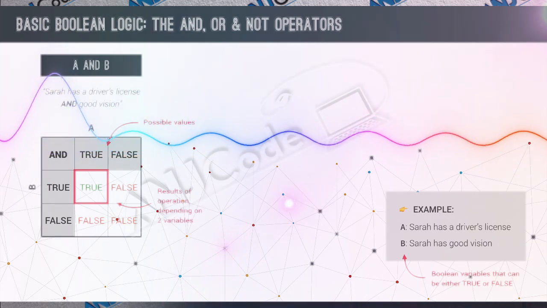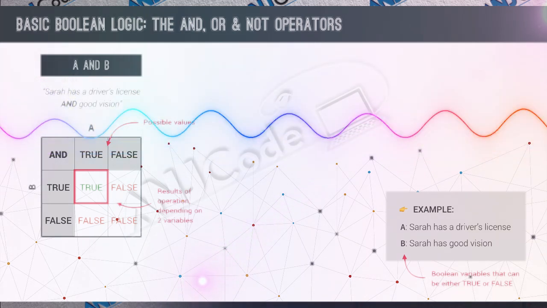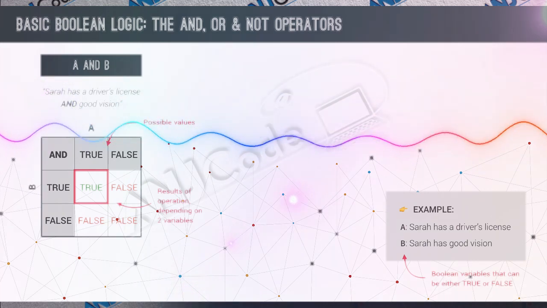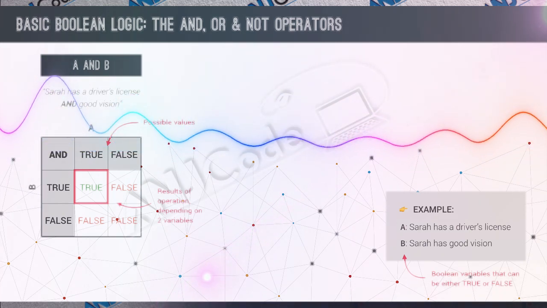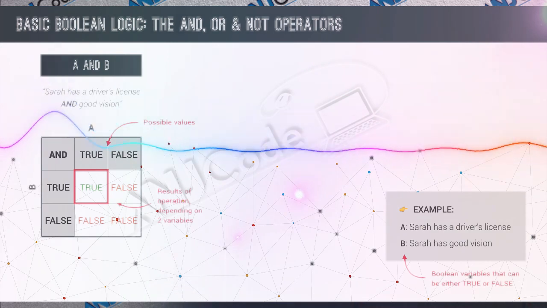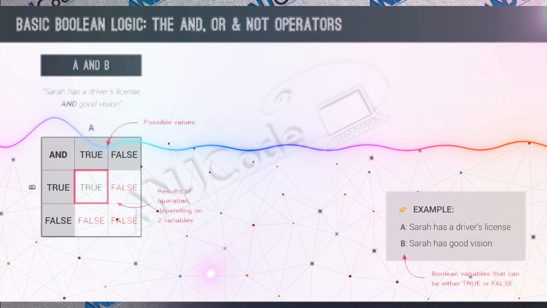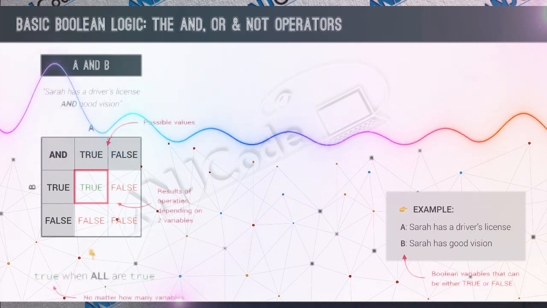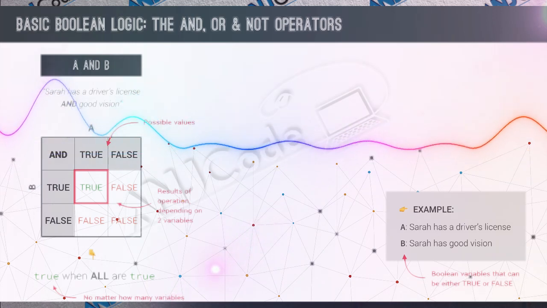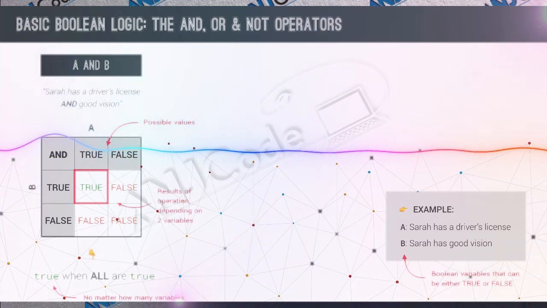And we can also generalize this to more operands, so to more than just two values. We could do A and B and C, and the result would be true only if all of them are true. And if one of them is false, then the result is immediately false as well.